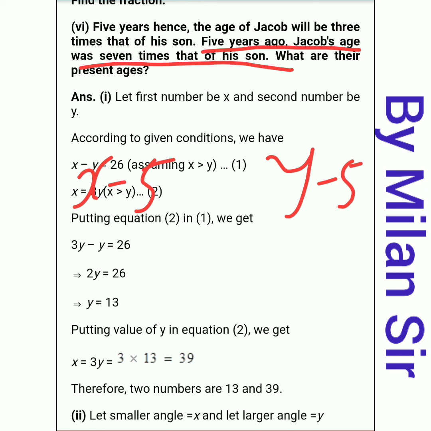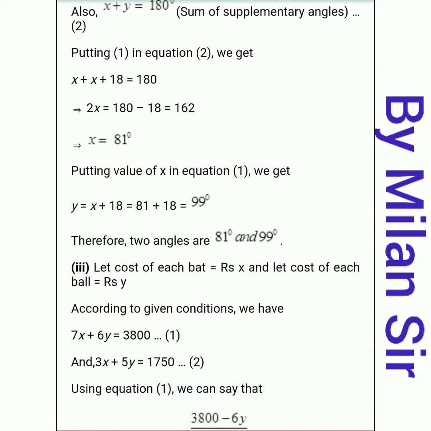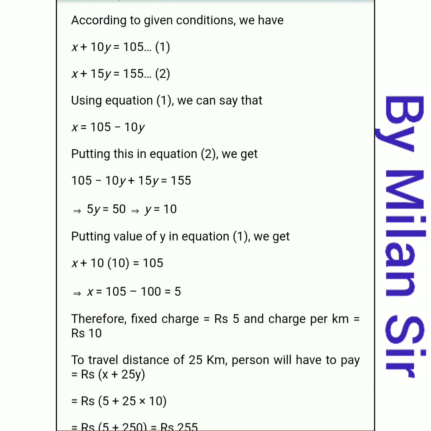Now 5 years ago Jacob's age, x minus 5, is equal to 7 times, that means 7 multiplied by his son's age, which is y minus 5, right? 5 years ago Jacob's age x minus 5 is 7 times his son's age. Okay, then I need to simplify this, right? So we are going to solve our equation number 2.